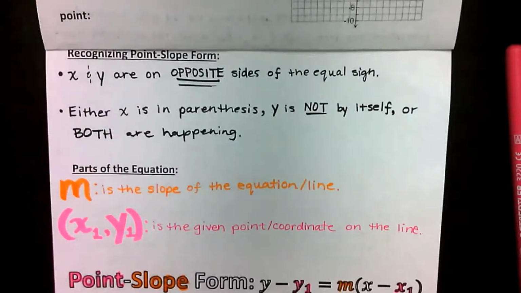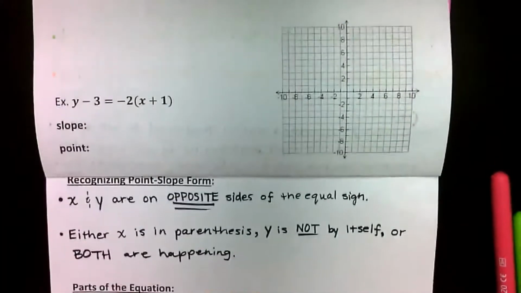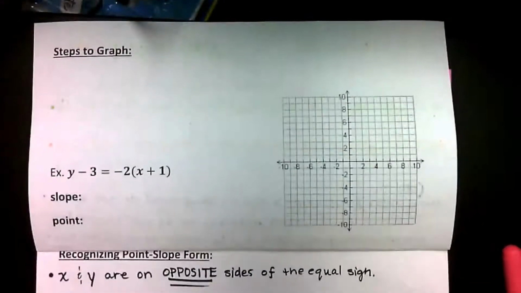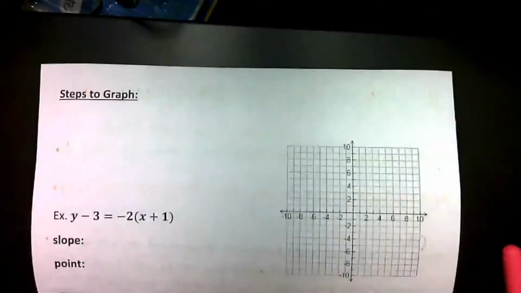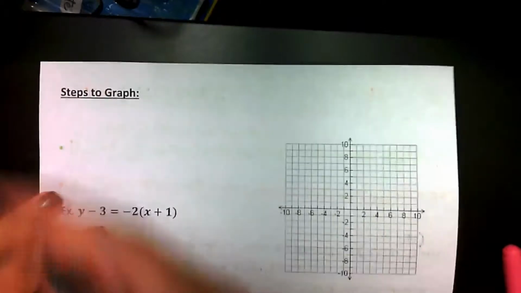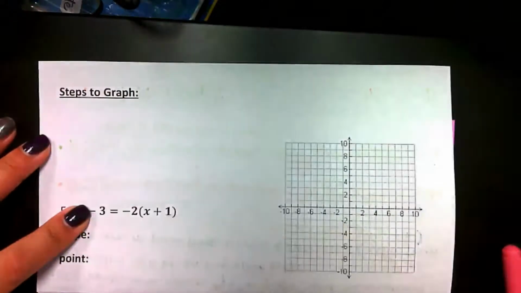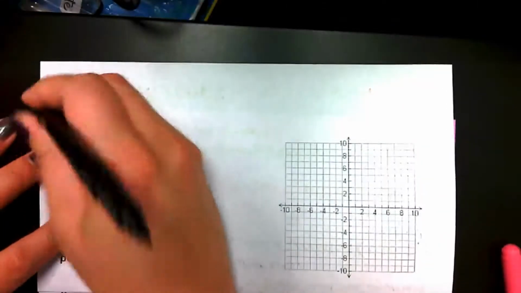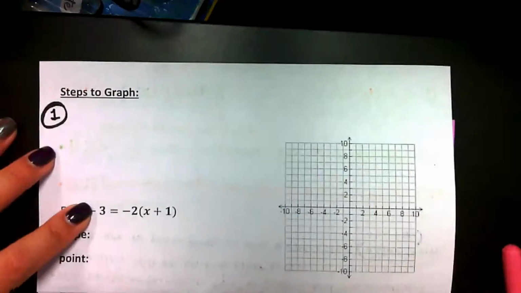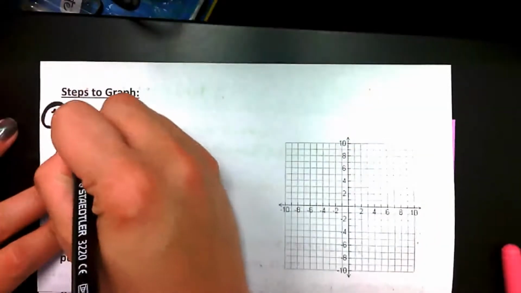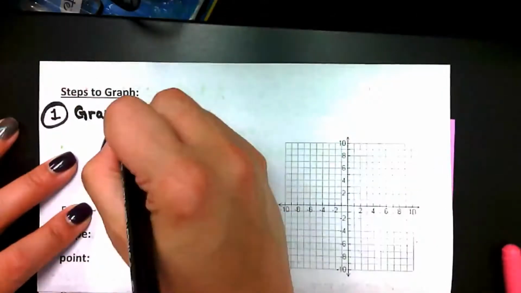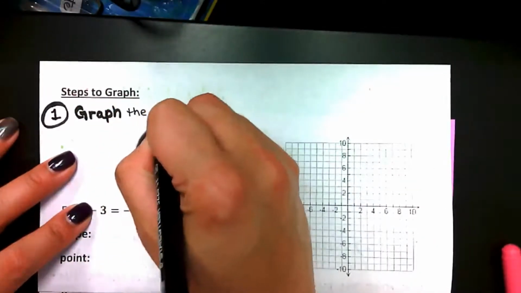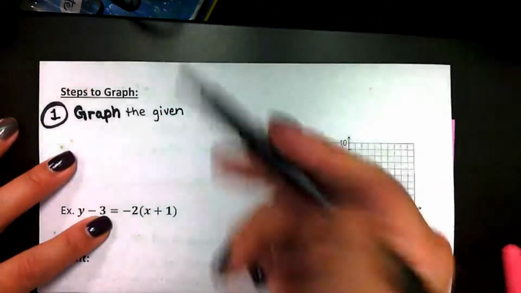So let's go ahead and continue. So here I gave you an example. Now, we're going to go ahead and list through how we would approach this. So, just like before, let's talk about the steps to graphing a point slope form equation. So, step 1. We would graph the given point.